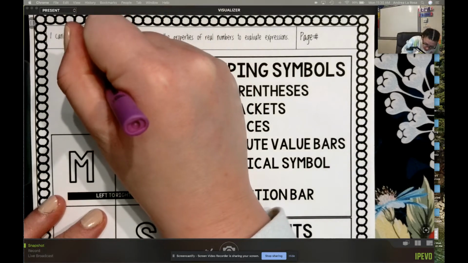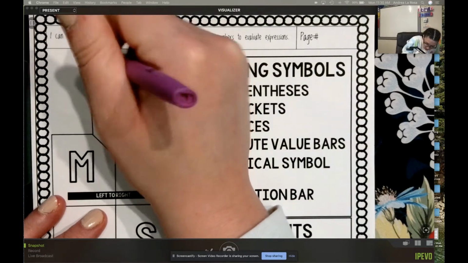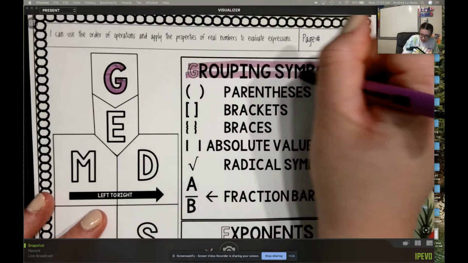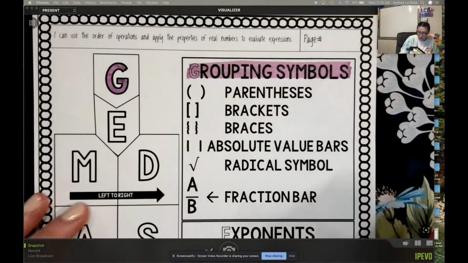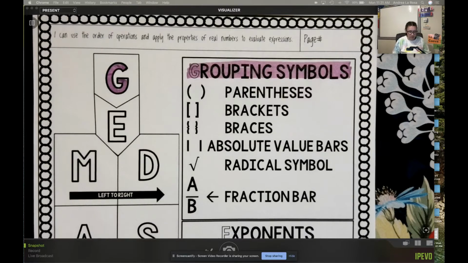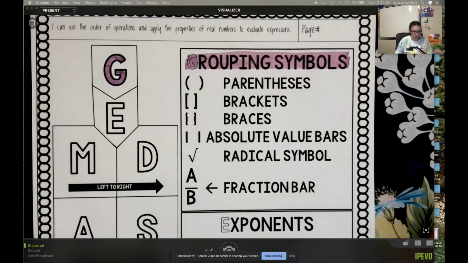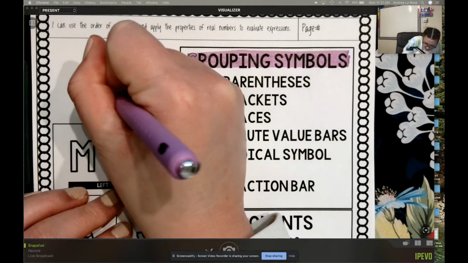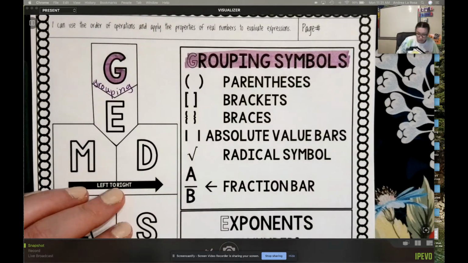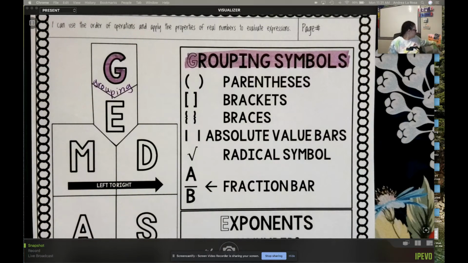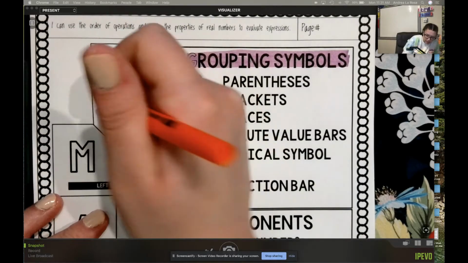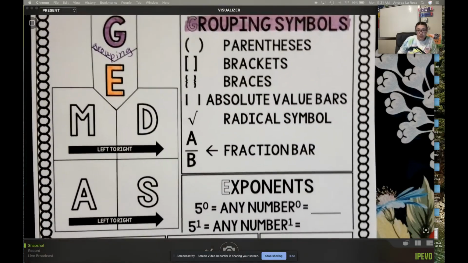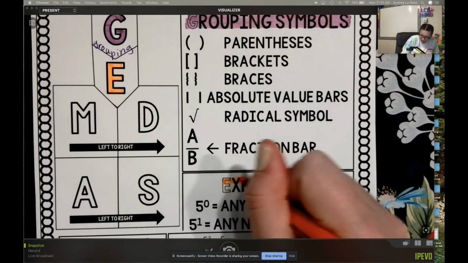We have to do those grouping symbols first. Then the E. Oh, sorry, let me write that down real quick. G is grouping. E. Anybody remember what E is? E is my exponents. How many times do I multiply a number?